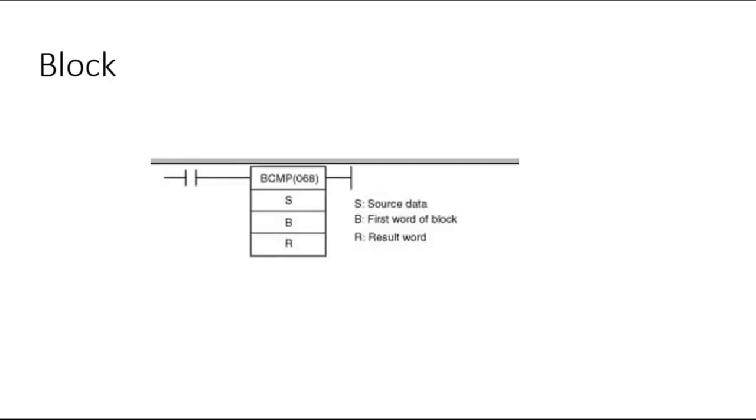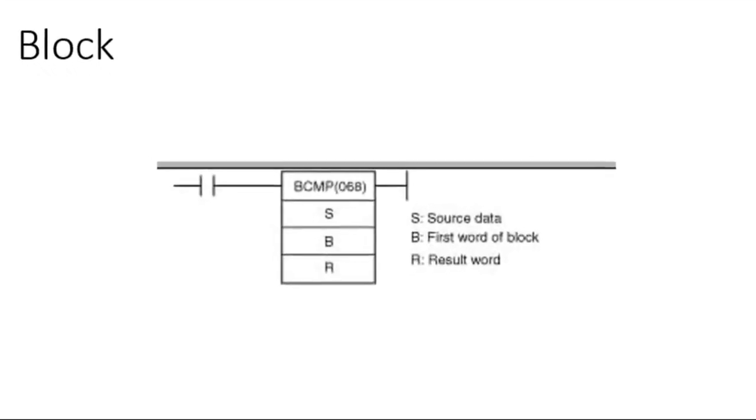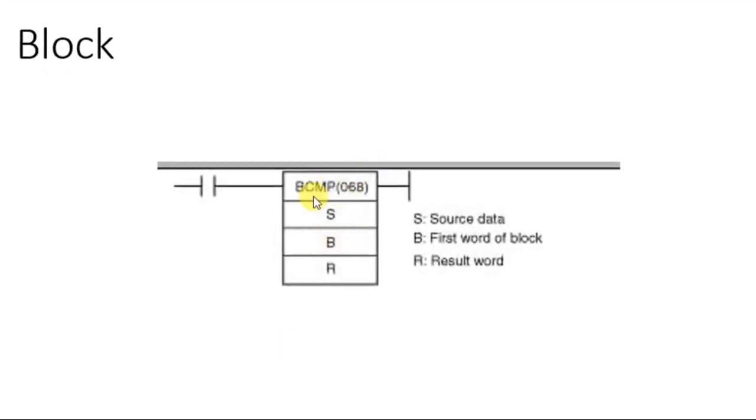So I'm going to get help from the manual. This is the instruction block for BCMP, block compare. In this we have three things. First one is source data, which is the data you want to compare. The second one is the first word of block, which is the block we take as a reference, and the result has to be stored in R, that is the result word.